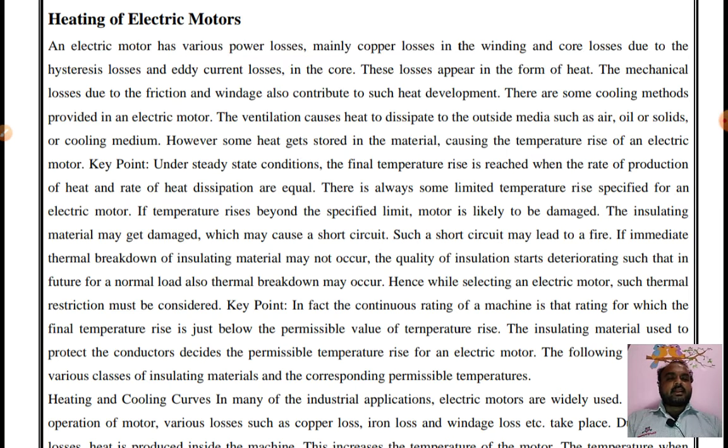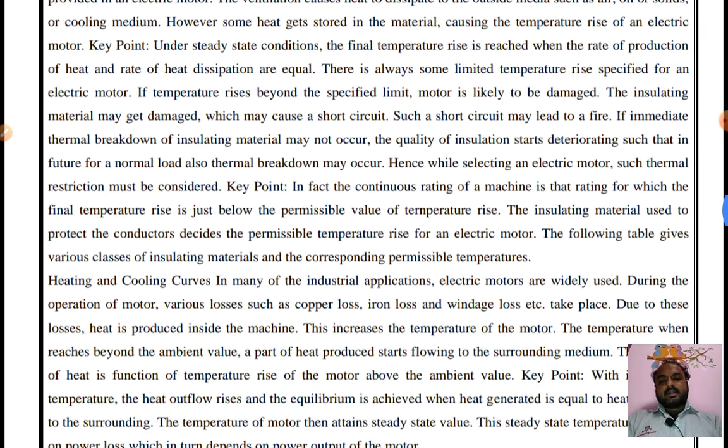Always the heat should not reach above the specified limit. The insulating material may get damaged. So if the heat is more, the insulating material may get damaged and the winding will also be damaged. Hence, while selecting an electric motor, such thermal restrictions must be considered. So the next one, what is the key point here?